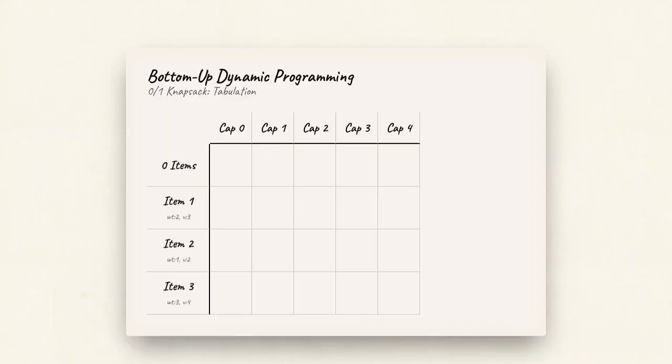This 2D grid matrix is how we organize those past answers, using bottom-up dynamic programming. The rows represent the available items, and the columns map out every possible knapsack capacity up to our maximum. We initialize our baseline cases first. If we have 0 items to choose from, or 0 capacity in the knapsack, the maximum possible value is 0.